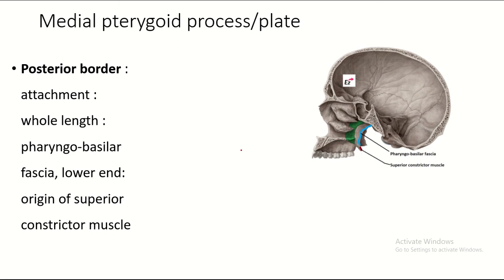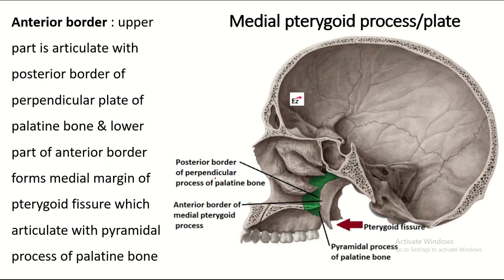The posterior border of the medial pterygoid process: its whole length is attached to the pharyngobasilar fascia, and the lower part gives origin to the superior constrictor muscle. The anterior border of the medial pterygoid process articulates with the posterior border of the perpendicular plate of the palatine bone, and the lower part of the anterior border forms the medial margin of the pterygoid fissure, which articulates with the pyramidal process of the palatine bone.